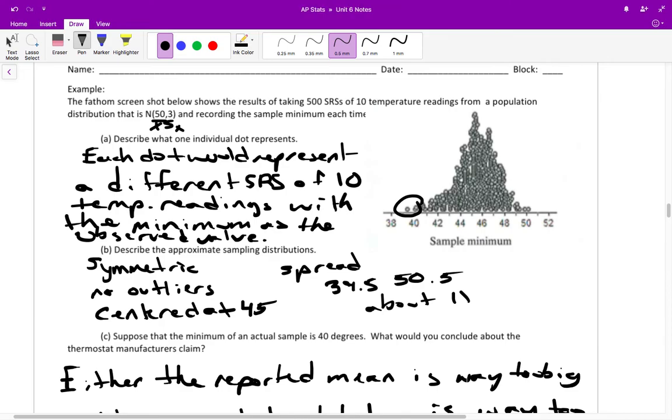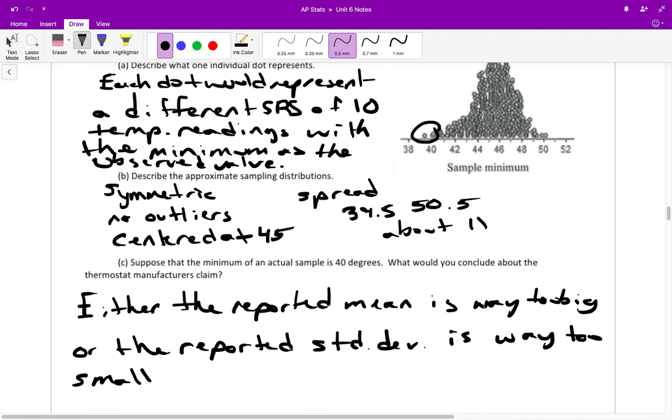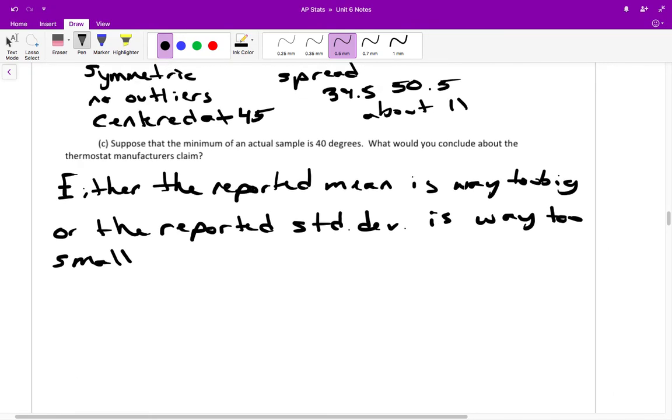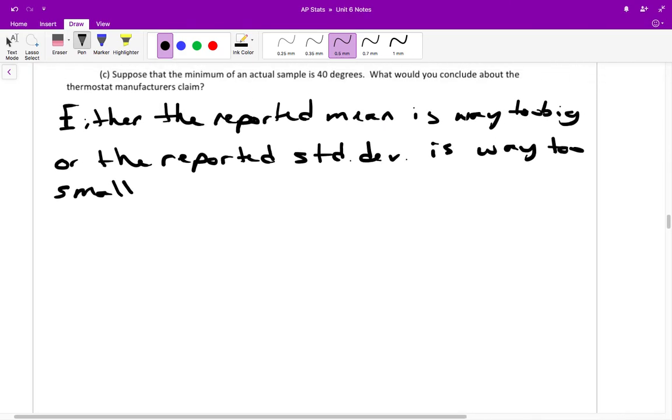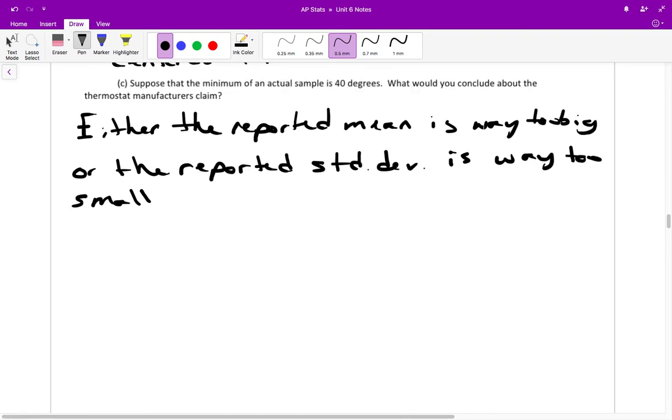So if that's an actual sample that you're taking and you got 40 degrees, it could be due to just random chance, but most likely what's happening is either the reported mean is way too big, meaning that the numbers are way too large for that to actually happen, or the reported standard deviation is just way too small. It doesn't encompass enough to where you have enough data around 40 degrees. Okay, so that is it as far as notes go for what we would have talked about on Monday.